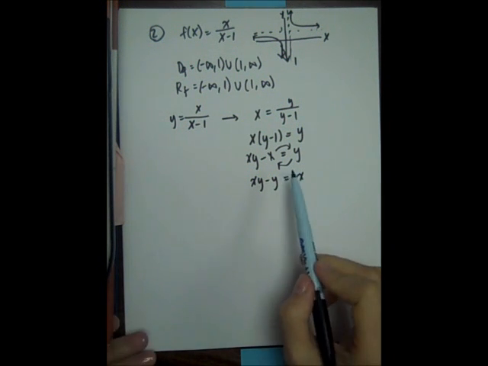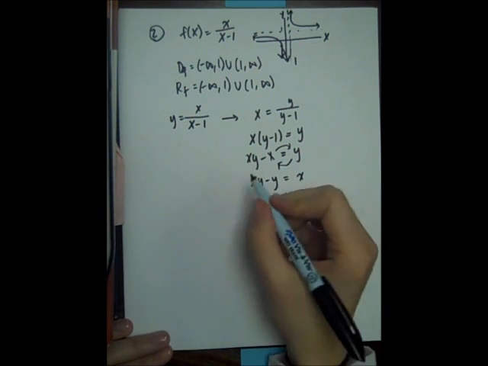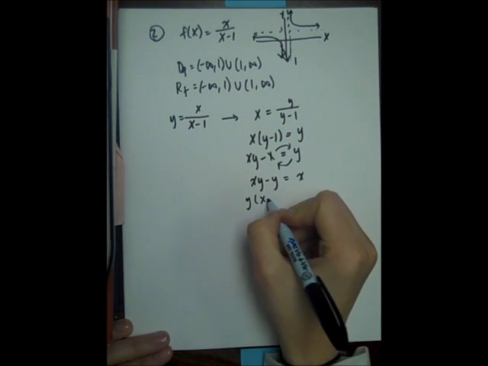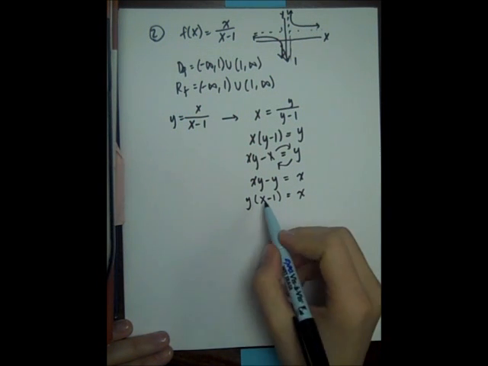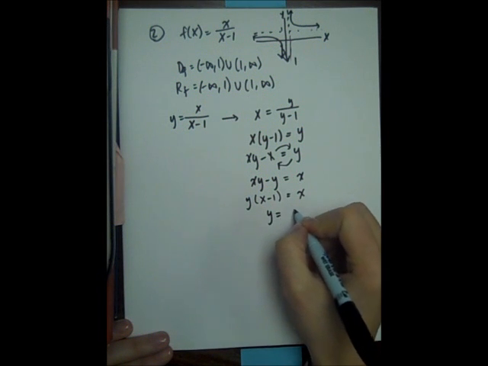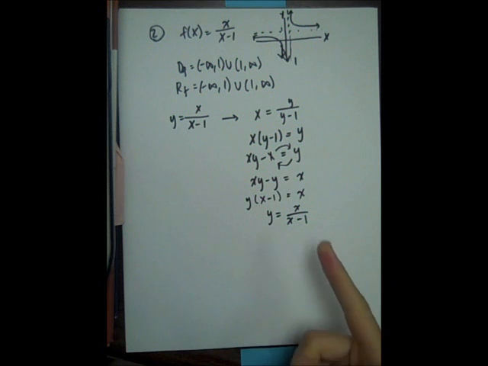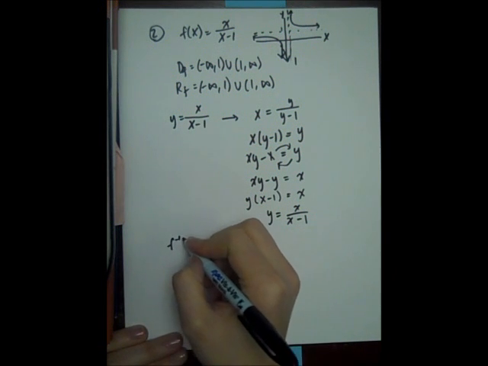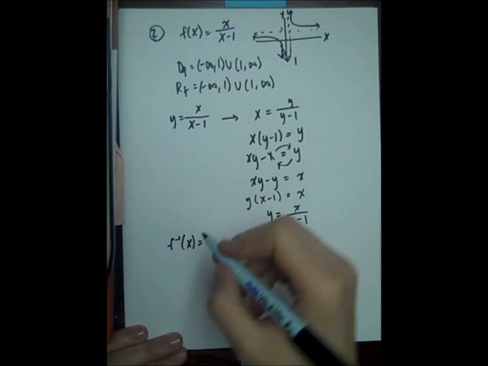So why did I do that? Why did I move everything with a y to one side and everything else to the other? Because now I can factor out a y. By factoring out this y, I can divide both sides by x minus 1 and solve for y. So this is my inverse. Now it's interesting that this is the same function, that f is its own inverse, but that's okay.